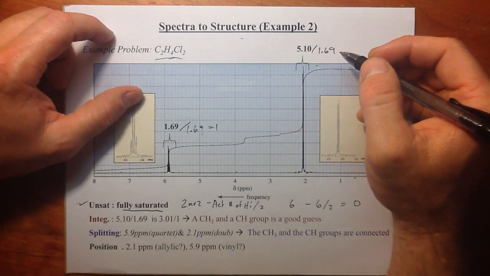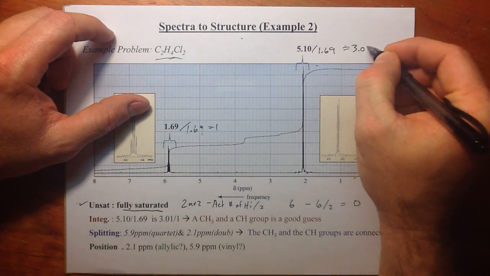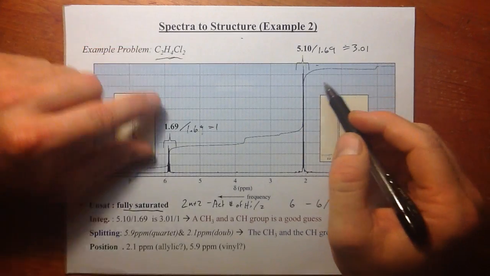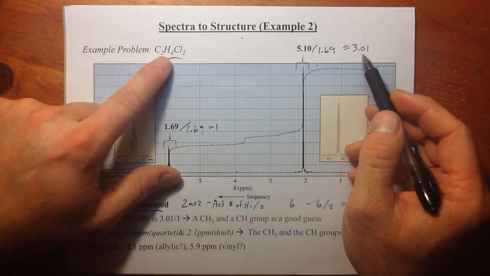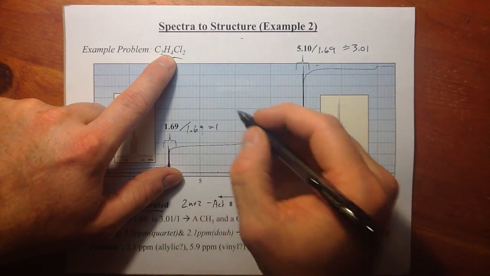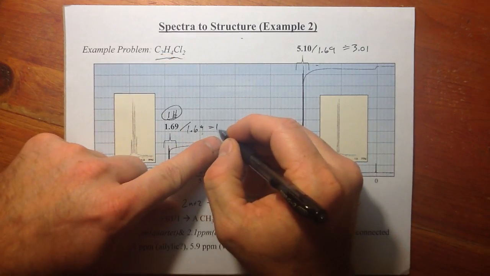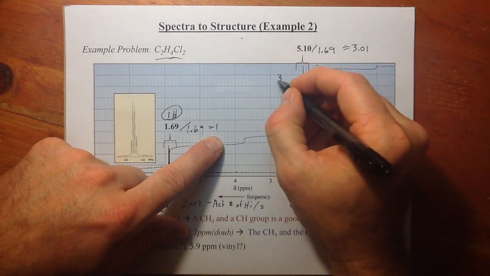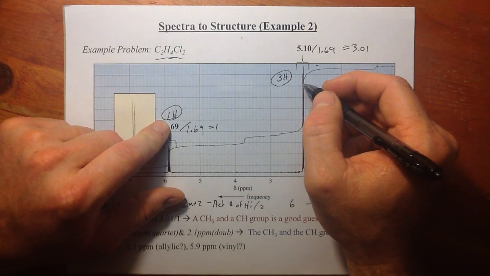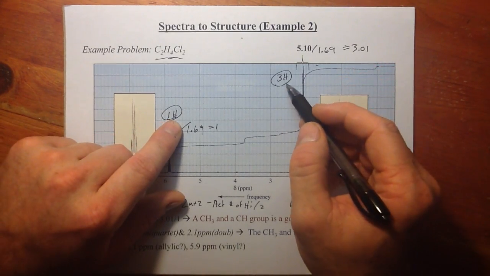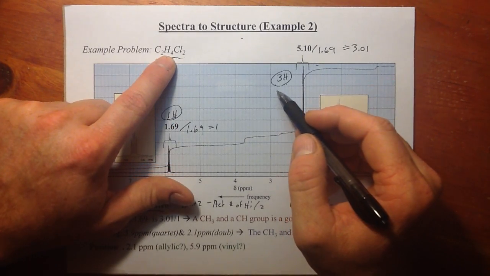And so we can say that's about 3.01. So we can start dealing with some whole numbers, and 1 and 3.01 does come up to close to 4. So what that means is I have 1 hydrogen here and 3 hydrogens here. That's again just a deduction from the integration values. We have to come up to 4 protons.